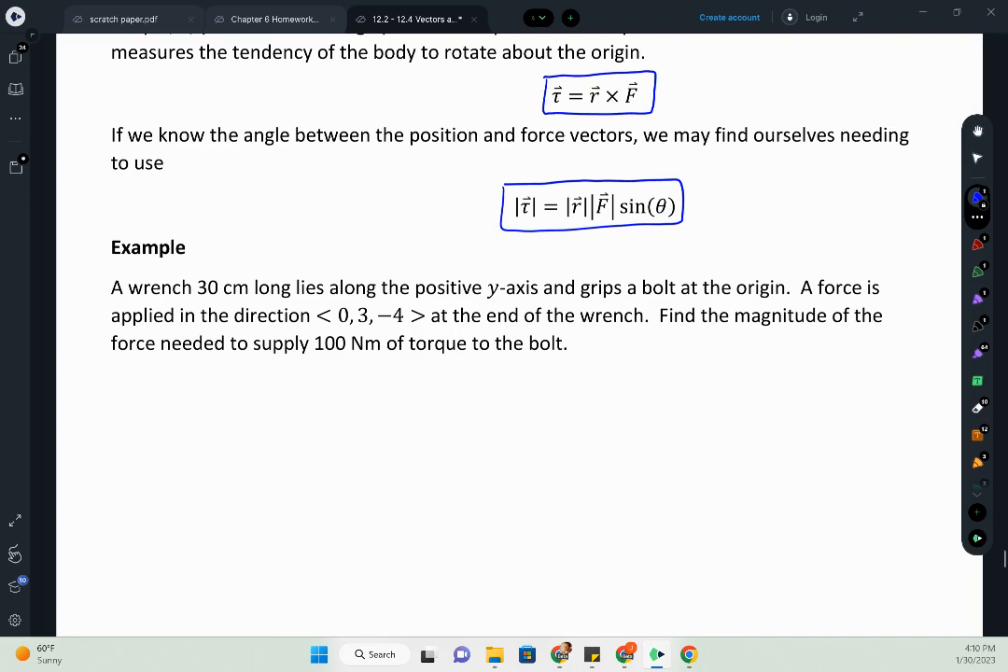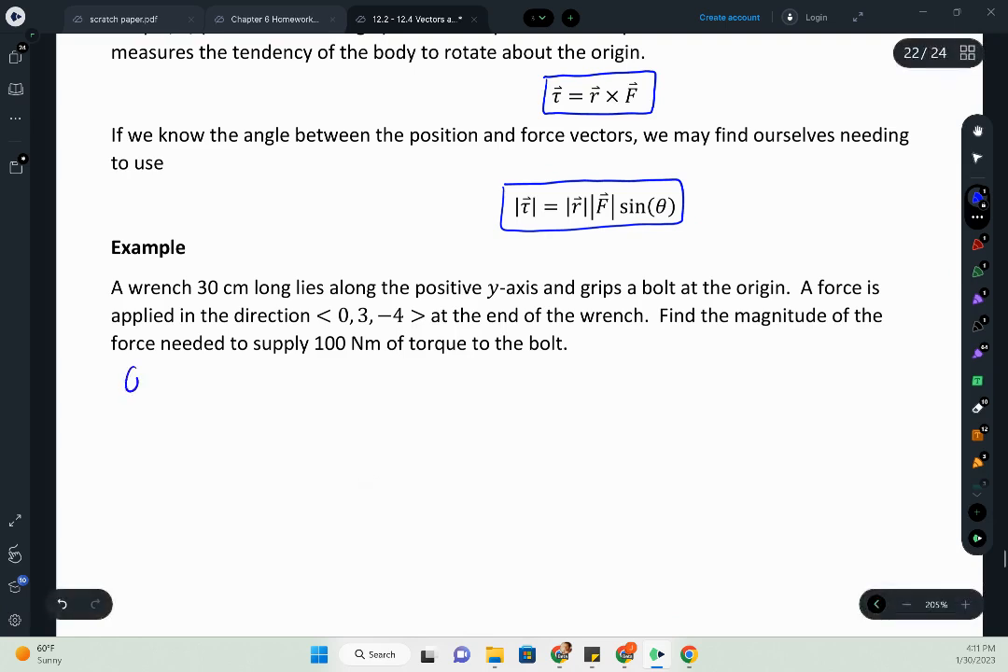So the 30 centimeter long wrench lies along the positive y-axis. That's going to give us a vector right there, okay? It's gripping a bolt at the origin, and then a force is applied in the direction 0, 3, negative 4 at the end of the wrench. We want to find the magnitude of the force that's needed to supply 100 Newton meters of torque to the bolt. So there's a whole lot packed into here.